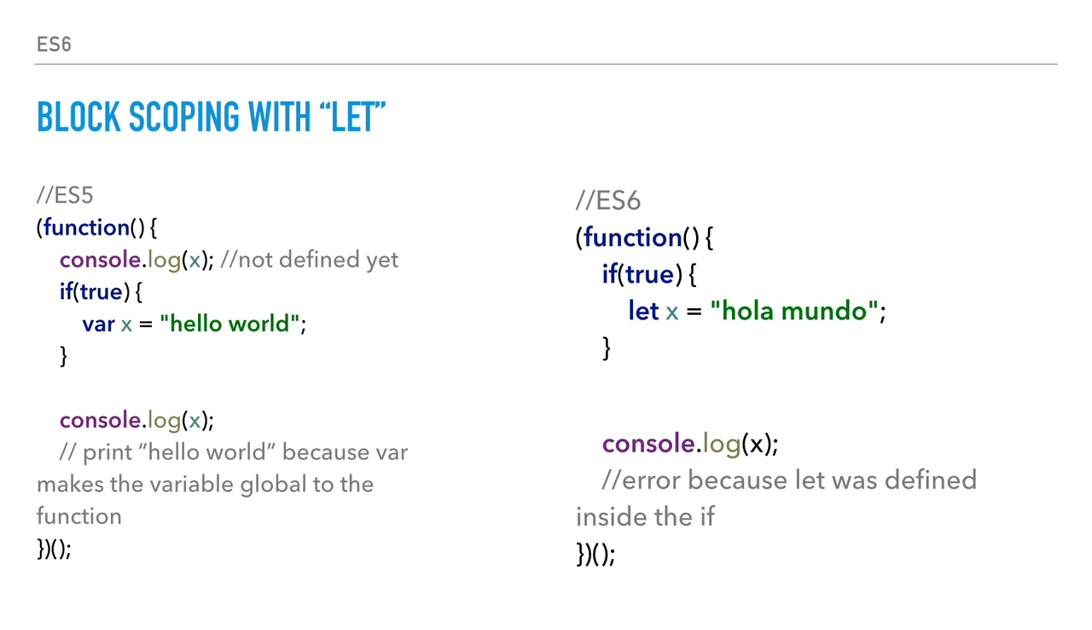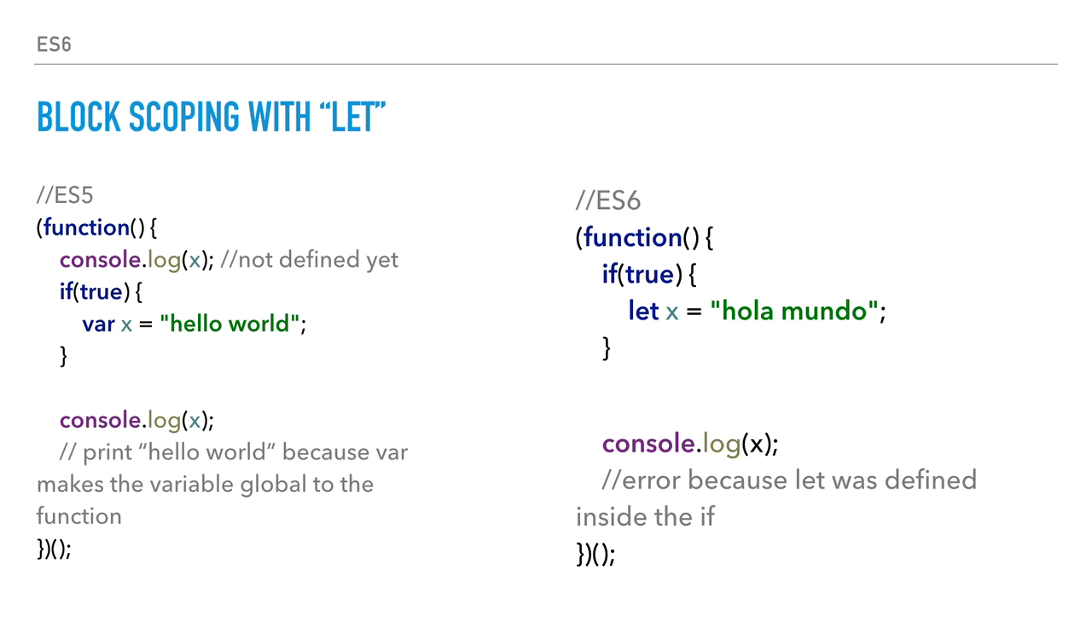In this short video, we will talk about block scoping with let. So, what is that? If we take a look on the left side of the slide, we have ES5 JavaScript code, and we can see that if we console.log a variable that is not defined, it's going to be undefined. That's acceptable. That's what we are expecting, right?